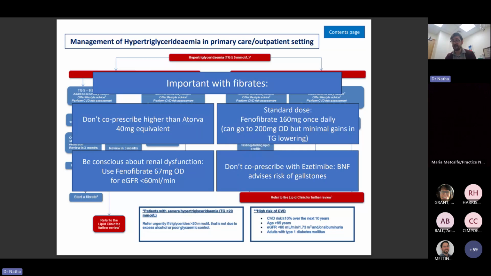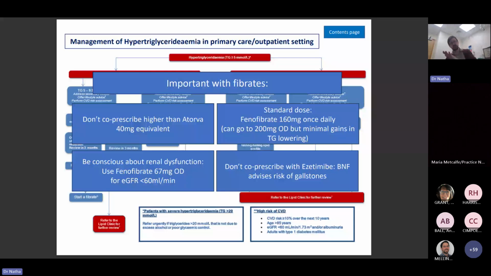Statins are actually quite ineffective for individuals who have a triglyceride-dominated dyslipidemia. If they have LDL-dominated dyslipidemia, yeah, think about statins first line. In triglyceride-dominated dyslipidemia, think about fibrates. And an important prescribing point is that in renal dysfunction, consider a pediatric dose, which is 67 milligrams instead of the standard 160 milligrams.